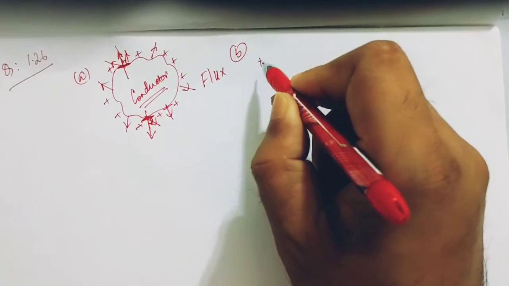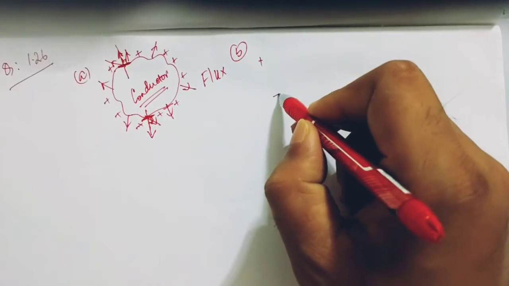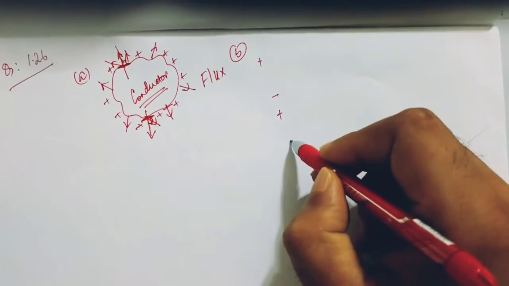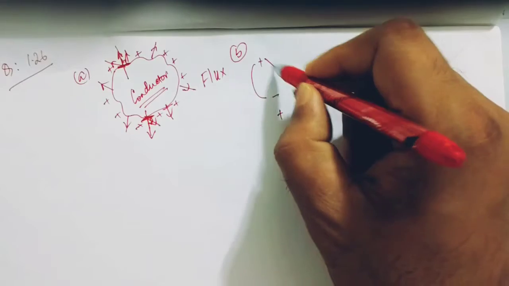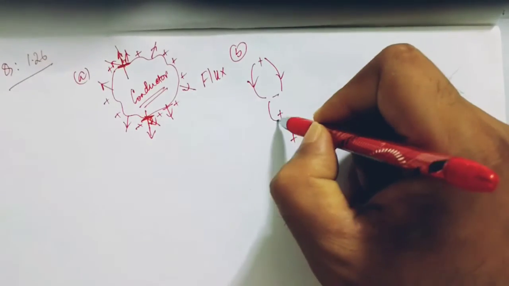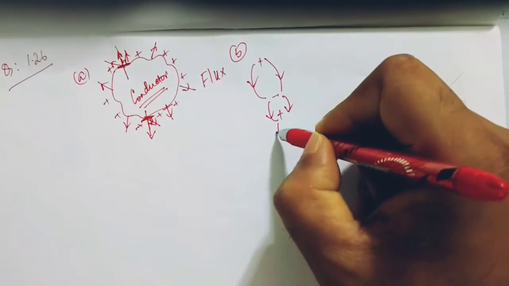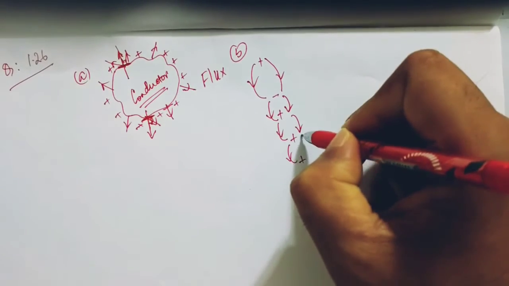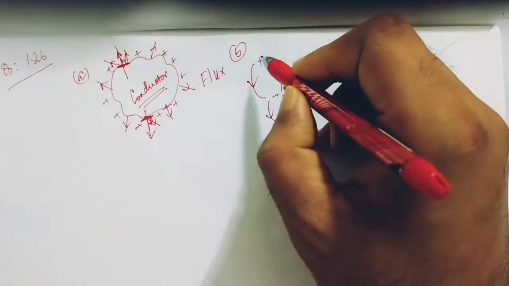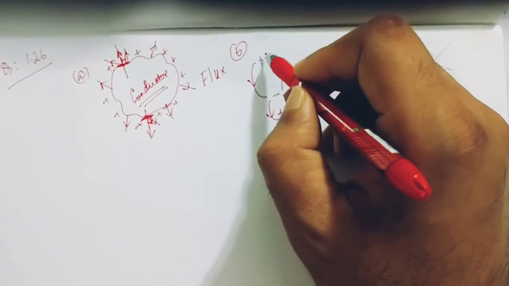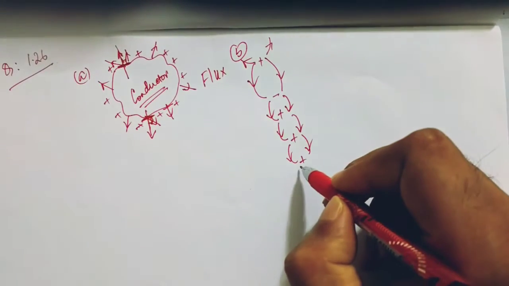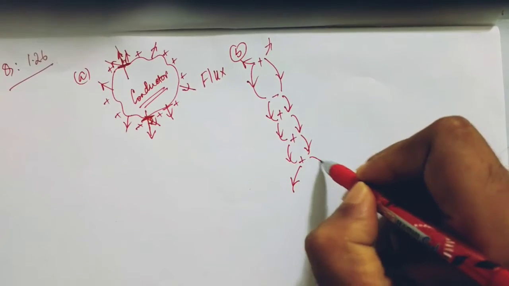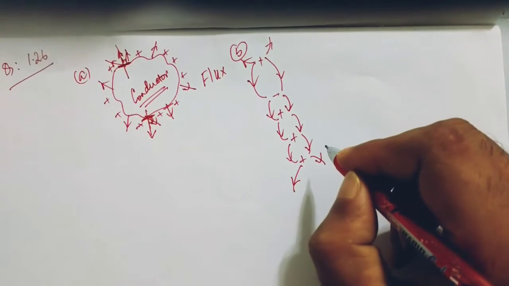Now the second picture they have given like this: one positive charge, then one negative charge, then positive charge, then positive charge, then positive charge, and the flux line is coming somewhere like this. As per the picture, is this a correct drawing or not? They are trying to know from us.